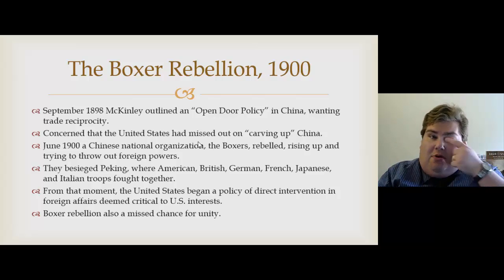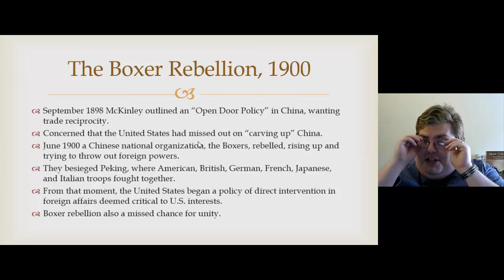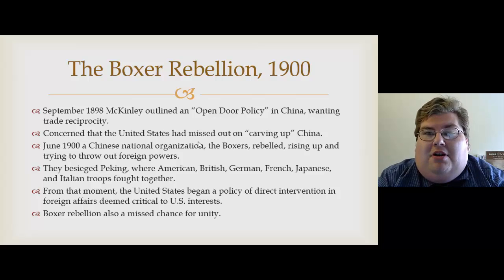Now, why this is important is twofold. One, this is the creation of a United States policy of direct intervention in foreign affairs.